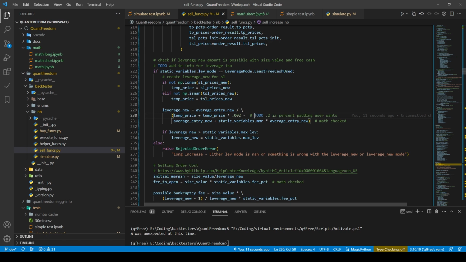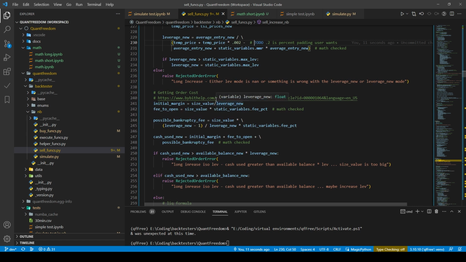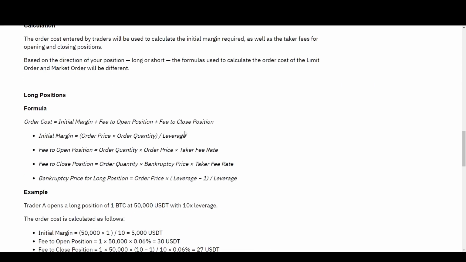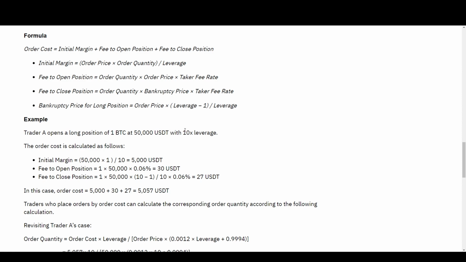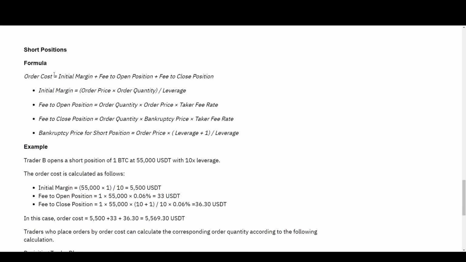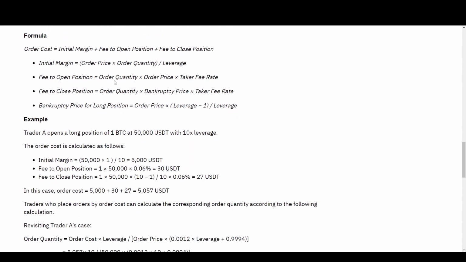Okay, we got ourselves a little to-do. So that's good. I guess we already have the link here. Order cost. So we have to read this short position. Order cost is initial margin. Where's the difference? Initial margin plus open plus whatever. Initial margin is this. Fee to open, taker fee.